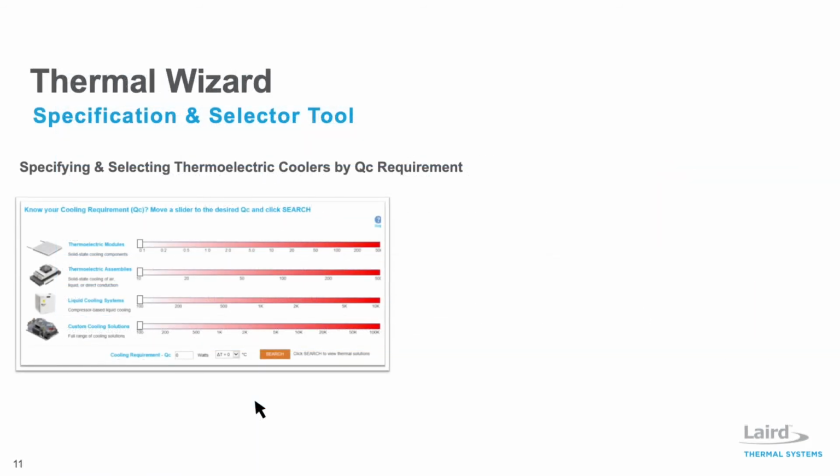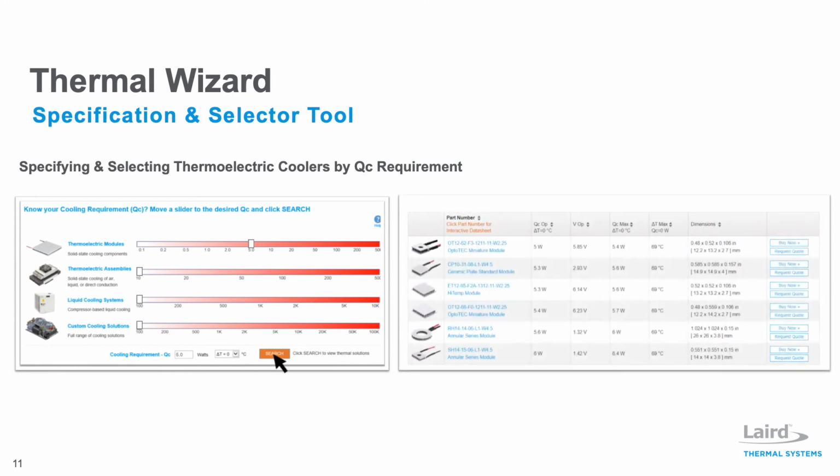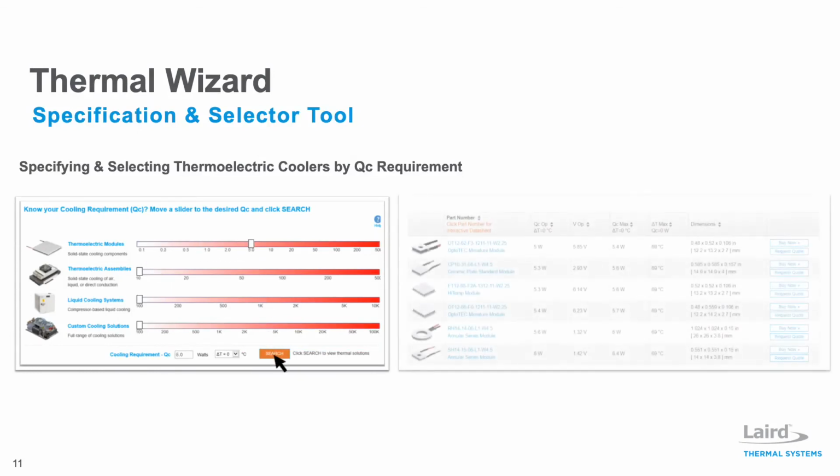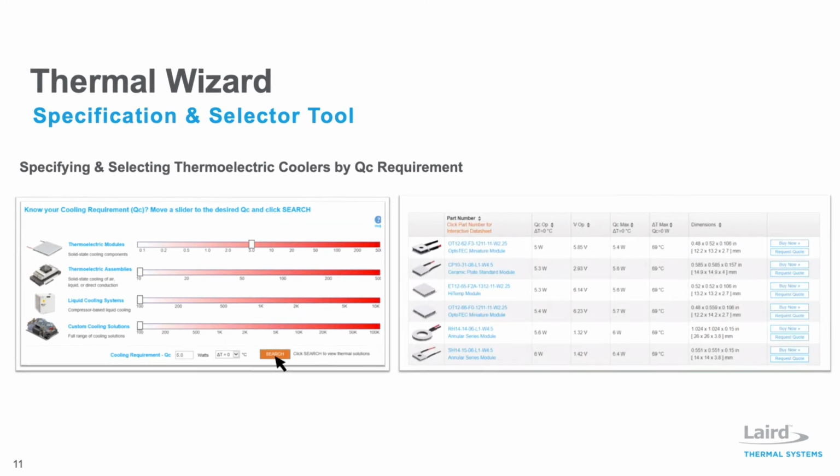Laird Thermal Systems has developed the Thermal Wizard to help engineers simplify and speed up the process of specifying and selecting the right thermal solution. The web-based specification and selection tool assists engineers in quickly determining the optimum cooling solution based on their cooling requirement. In this example, moving the QC slider to the application's heat load of 5 watts and clicking Submit produces a quick selection table of the most optimum thermoelectric coolers for the application.